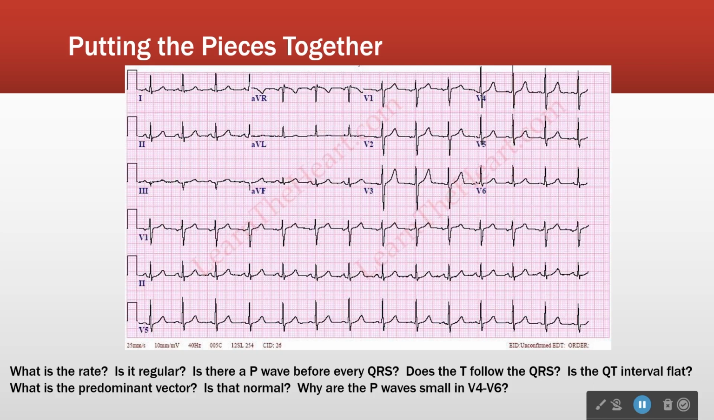We'll ignore the P waves question. That was from, I mean, I can tell you, why are the P waves small in V4 and V6? You see how tiny they are? Anybody have any ideas? Where are V4 and V6? They're back here, on the opposite side of the ventricles from the atria, right? So why are they so small? Because they're far away. In those leads, they're distant.